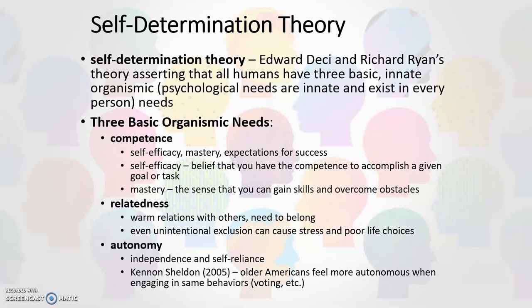And then autonomy, independence, having self-reliance, which we see older Americans feel more autonomous when they engage in the same behaviors. I saw that in a perfect example, voting. When I was first voting in 2008, I was really nervous. I made sure I would sit down with my aunt and talk about all of the candidates and the pros and cons, really making sure I had so much information laid out. Whereas now I do that same thing, but I'm not asking my aunt, like, hey, make sure I'm reading these right, or make sure I'm getting the information down right.